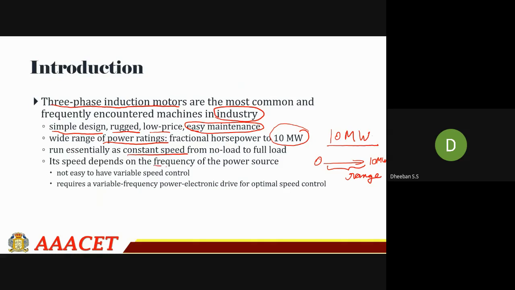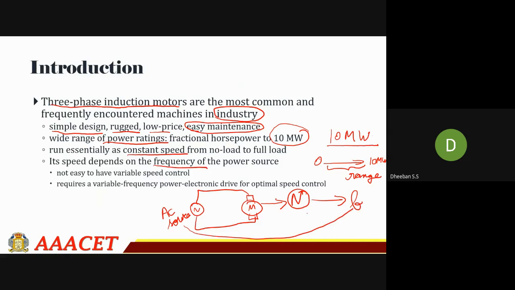Here they are saying the induction motor is an AC motor, so it is controlled by an AC source, and the speed of the motor N will be based upon the frequency of this source. At whatever frequency it operates, based upon that frequency, the speed also varies.